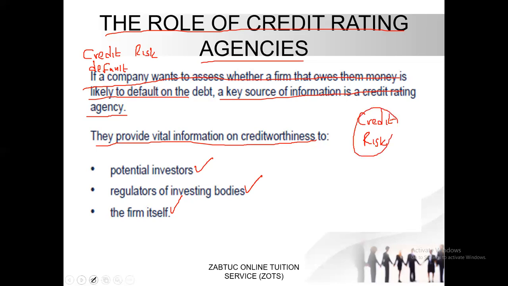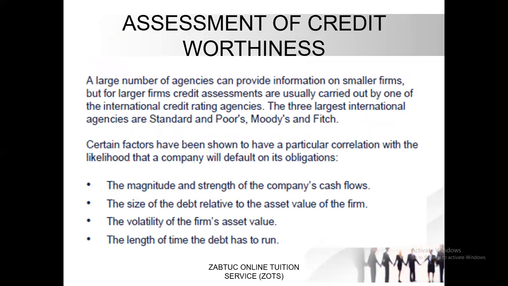And in the questions, it's very much given to us. Assessment of creditworthiness. A large number of agencies can provide information on smaller firms. But for larger firms, credit assessments are usually carried out by one of the international credit rating agencies. The three largest international agencies are Standard & Poor's, Moody's, and Fitch. So when these firms come to rate a company, what do they look at?